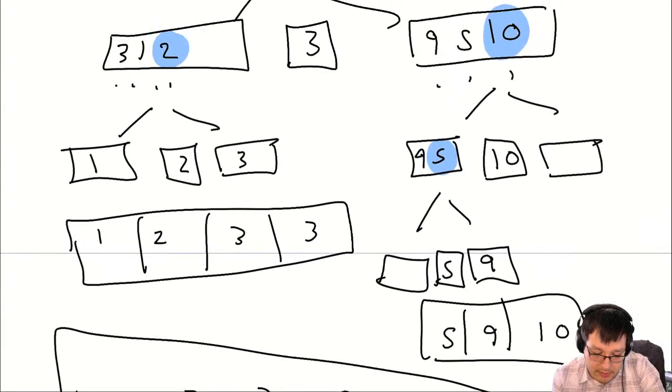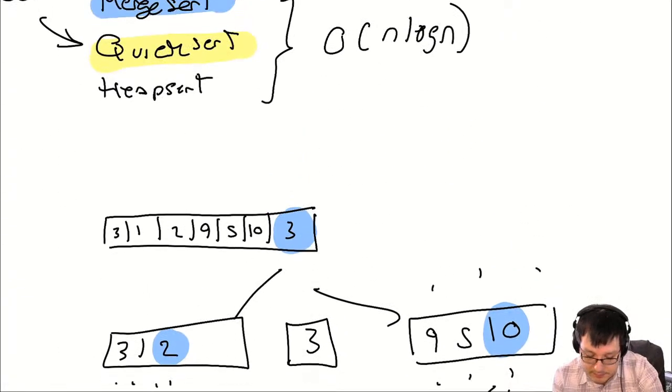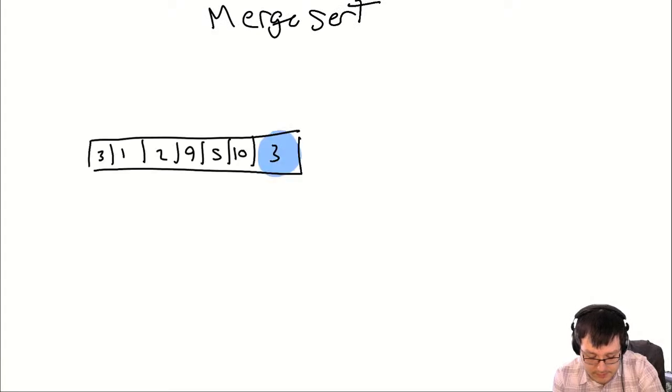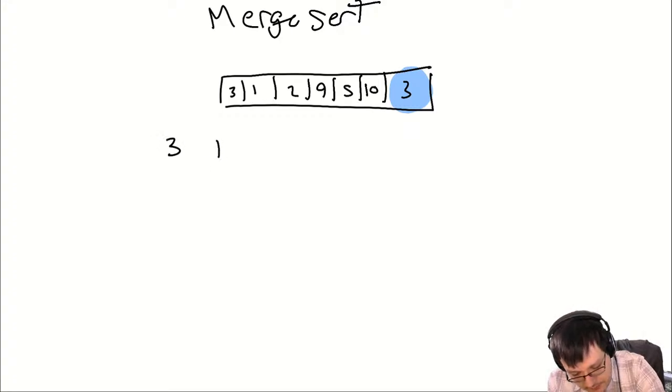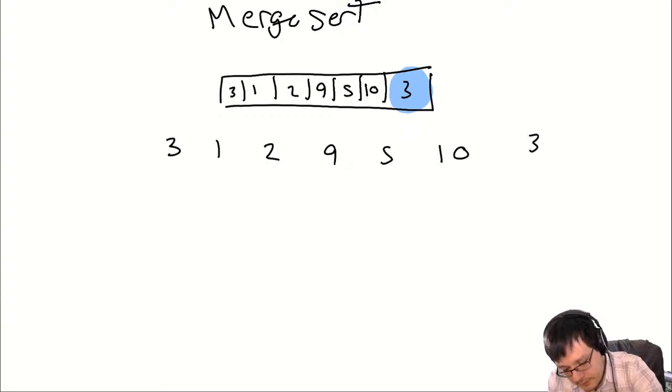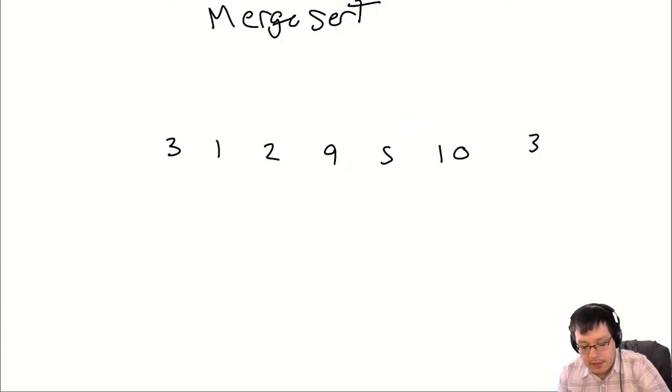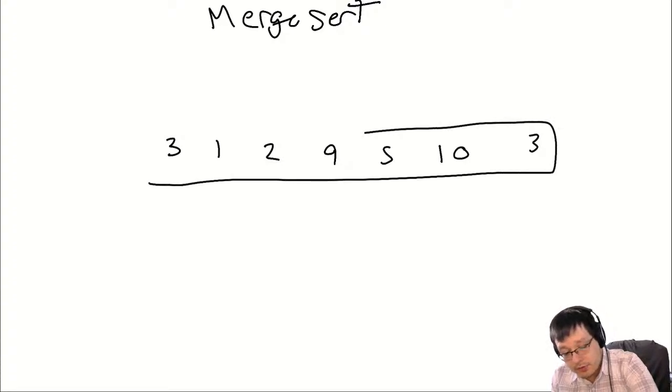Let's use the same data. Why not? Mergesort, as the name implies, is all about merging, basically. It's like you take it apart and then you put it together carefully so that you sort the thing.